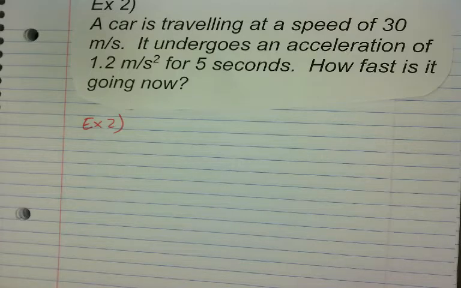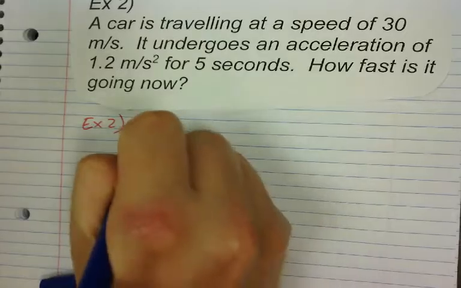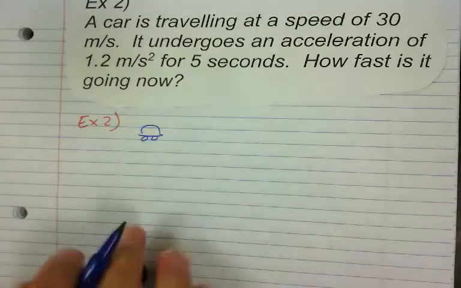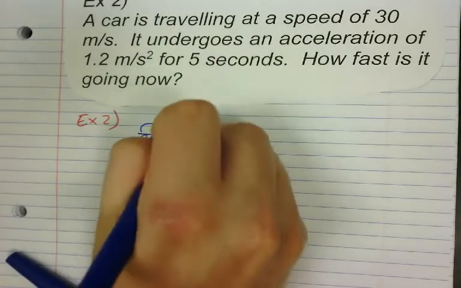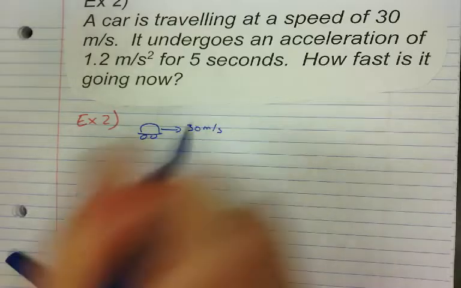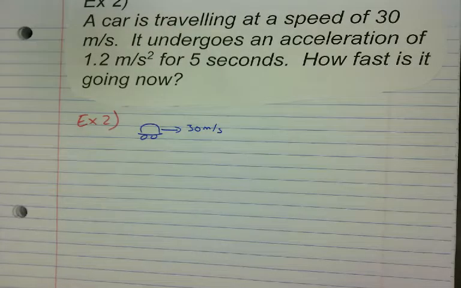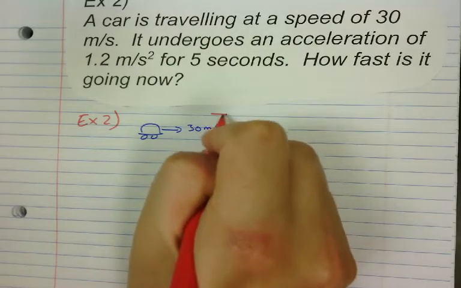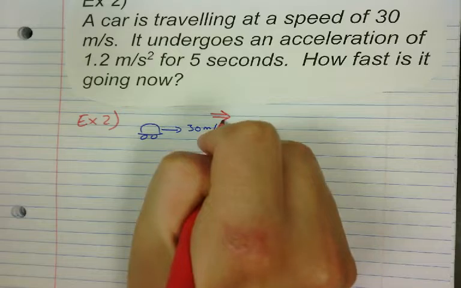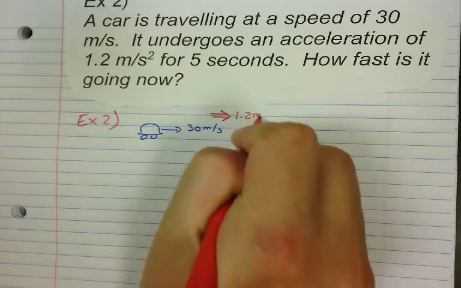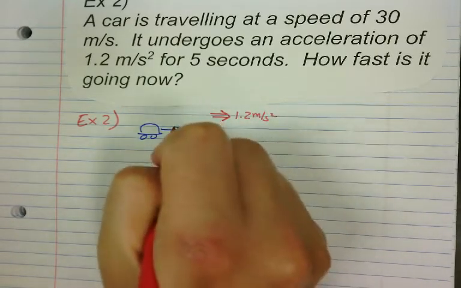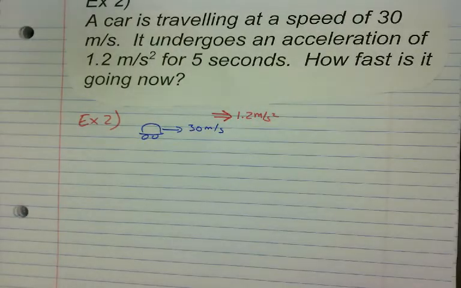So I'm going to draw my car, and the car is traveling at a speed of 30 meters per second at the beginning, so I'm going to draw it going 30 meters per second. It undergoes an acceleration of 1.2 meters per second squared. Remember, the way that I draw an acceleration vector, I talked about this in the last video, is I draw it as a double arrow. So I've got 1.2 meters per second squared as my acceleration. So I'm accelerating that way for 5 seconds.